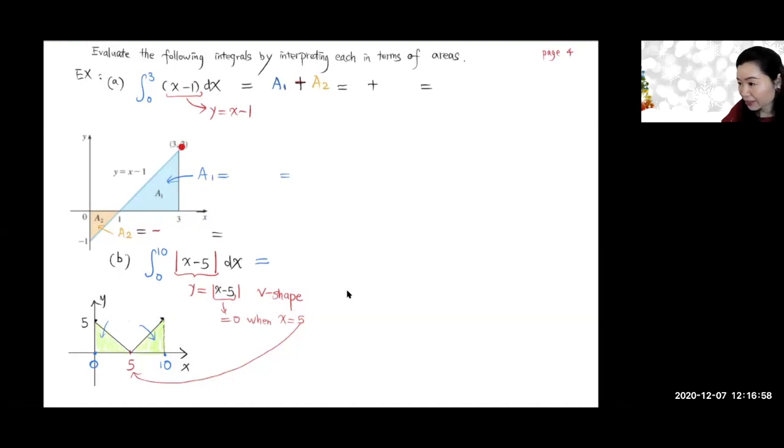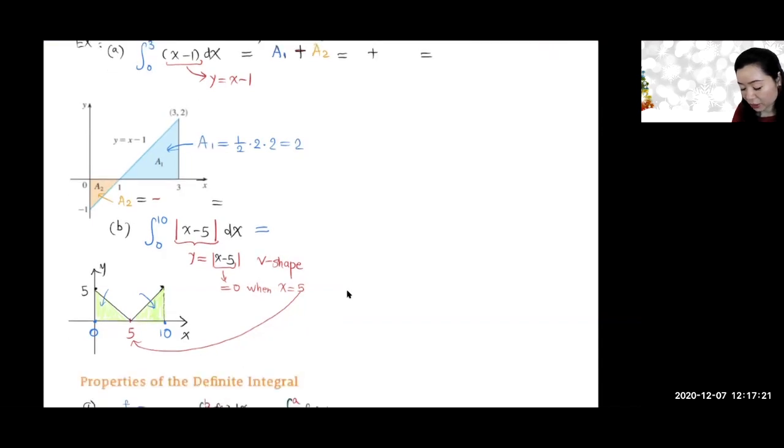It is the triangle. So triangle will be 1/2 base times height. So that will be what? 1/2 times, what's the base? 2. Yeah, you got it. So 2, and then the height is also 2. So A1 here, it is 2.